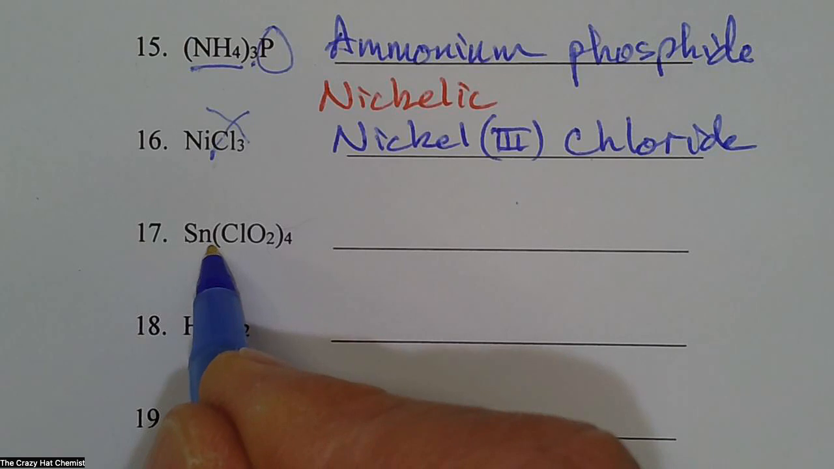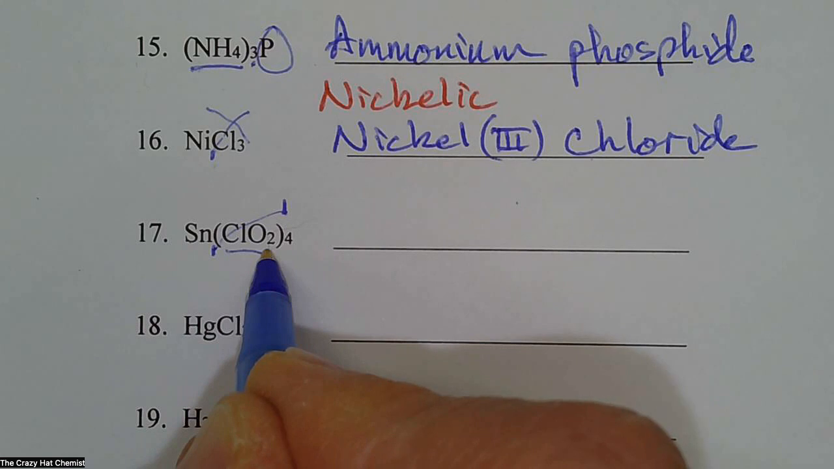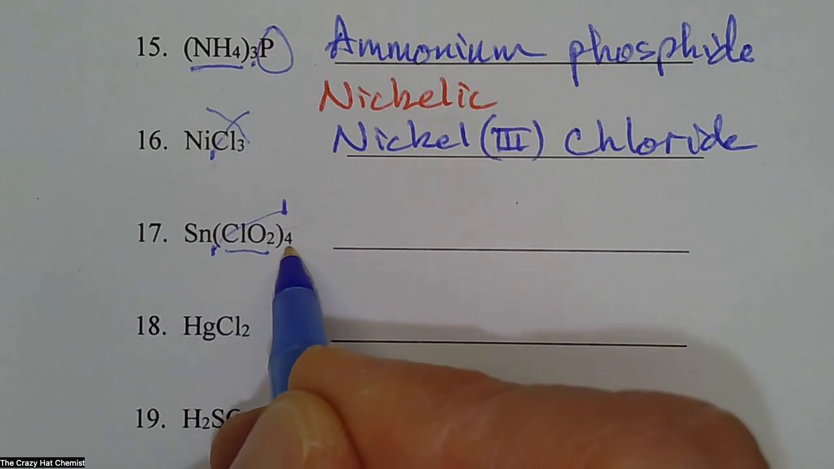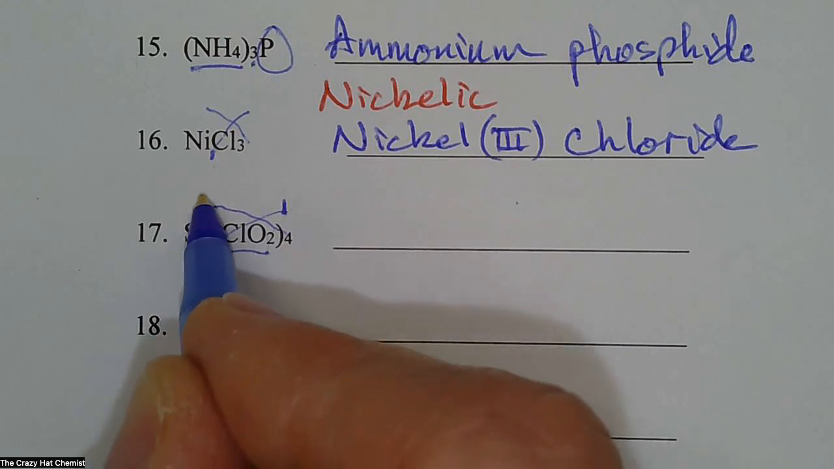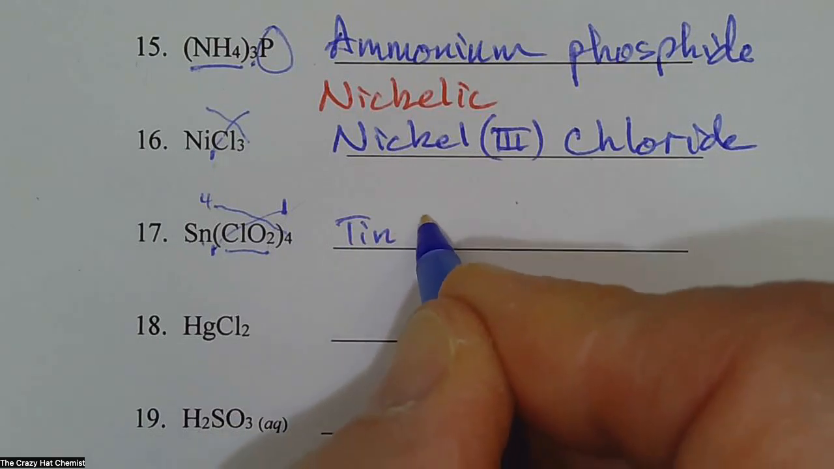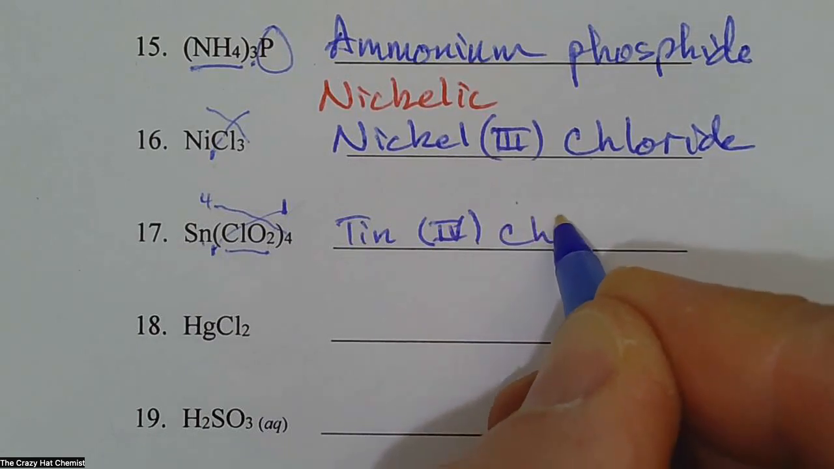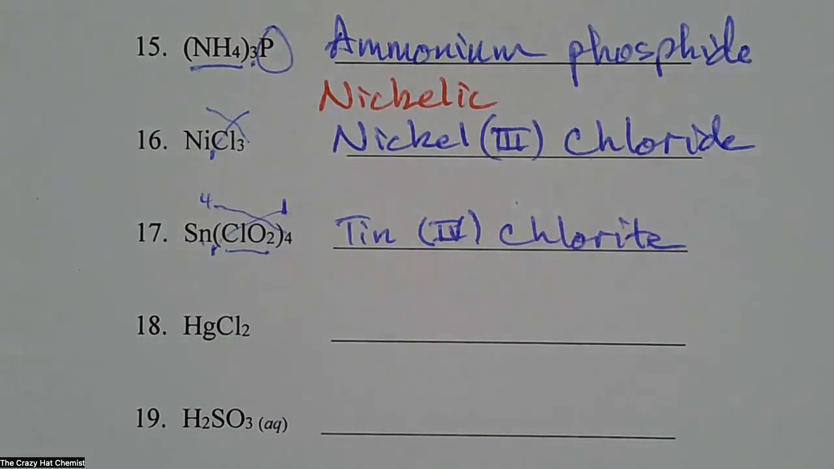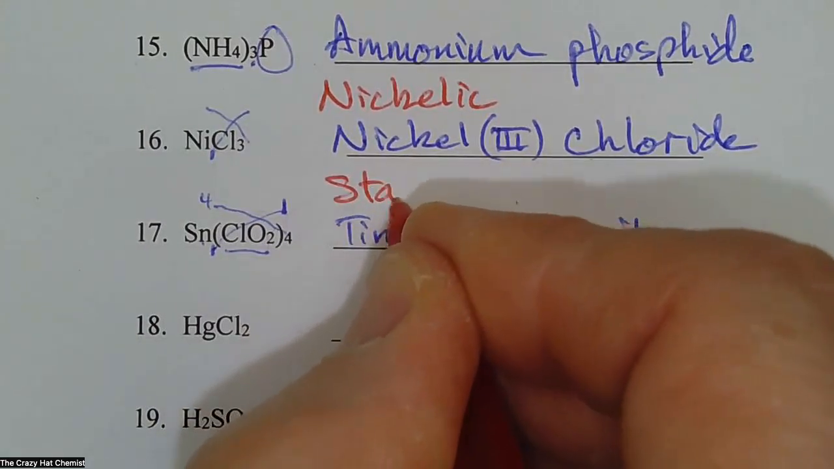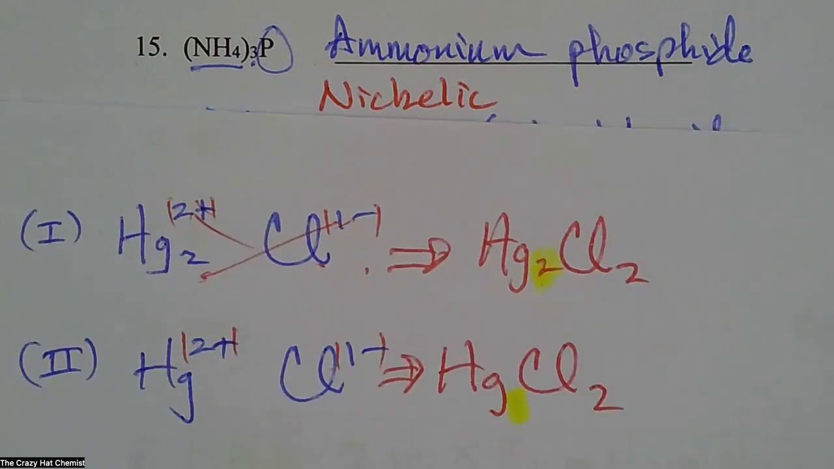Cruising on up here. This is going to be a 1 right here. We're going to bring that up. The charge on this here is a 1 minus, and that's chlorite. And then this 4 comes up, and that is a 4 plus on that Sn. And that is tin Roman numeral 4 chlorite, or stannic chloride, right?